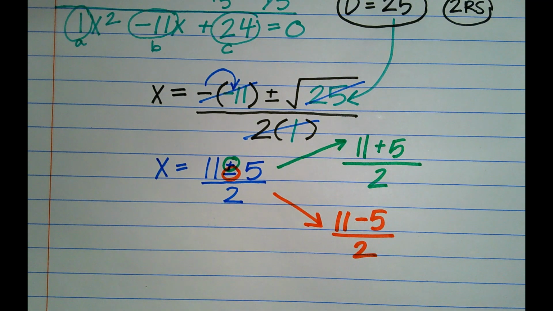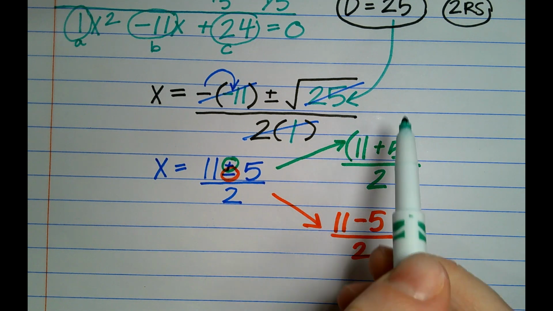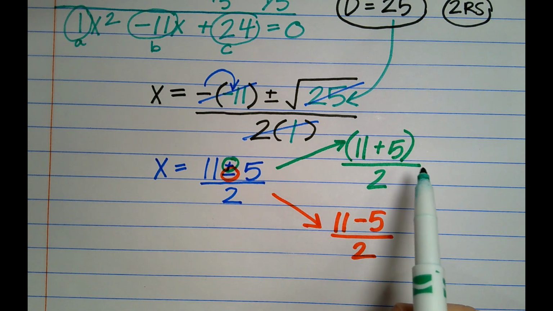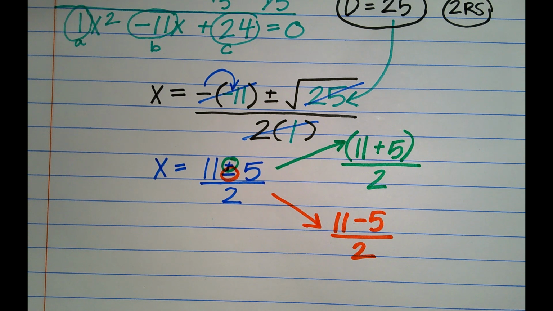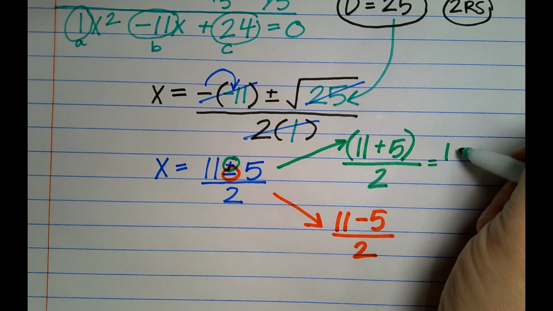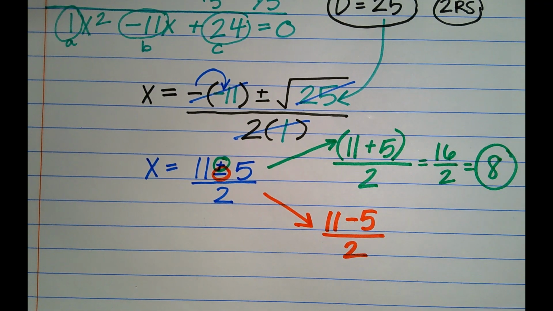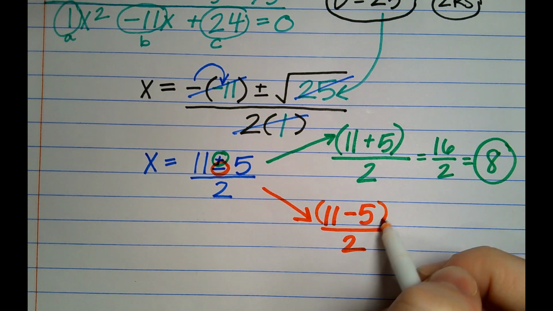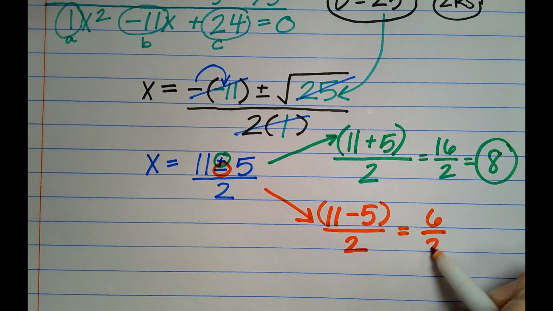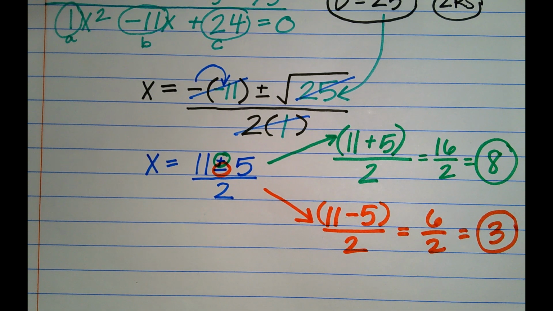The trick to getting around that on your calculator is whenever you type it in, if you want to do it all at once, just put parentheses around 11 plus 5, because in the parentheses, you see that is the first thing in the order of operations. So, what is 11 plus 5? 16. Divided by 2 is 8. We got one of our answers. Okay, now what's 11 minus 5? 6. Divided by 2 is 3. Those are our values of x.